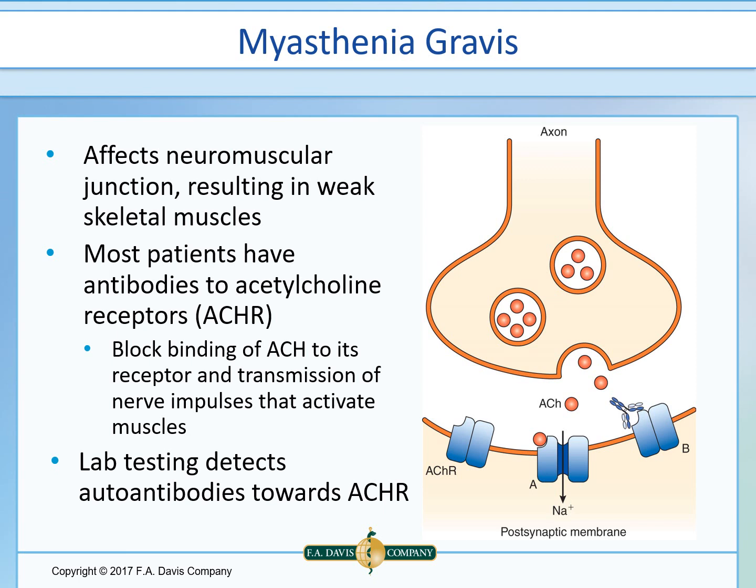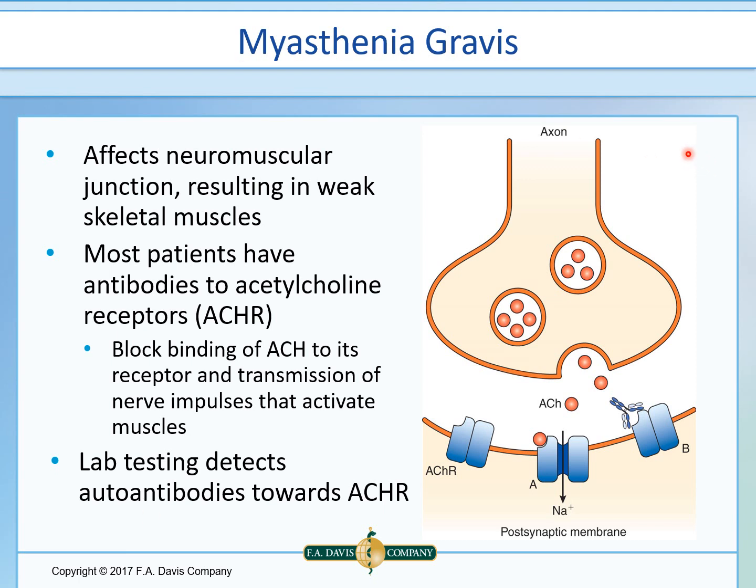These receptors serve to bind acetylcholine released from nerve endings, causing muscle contraction. Antibodies to the ACH receptors traditionally are detected by radioimmunoprecipitation and more recently by ELISA or fluorescent testing.